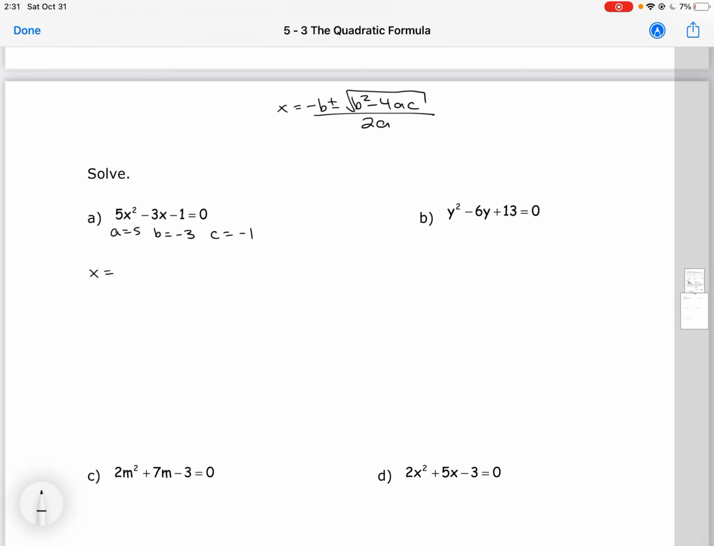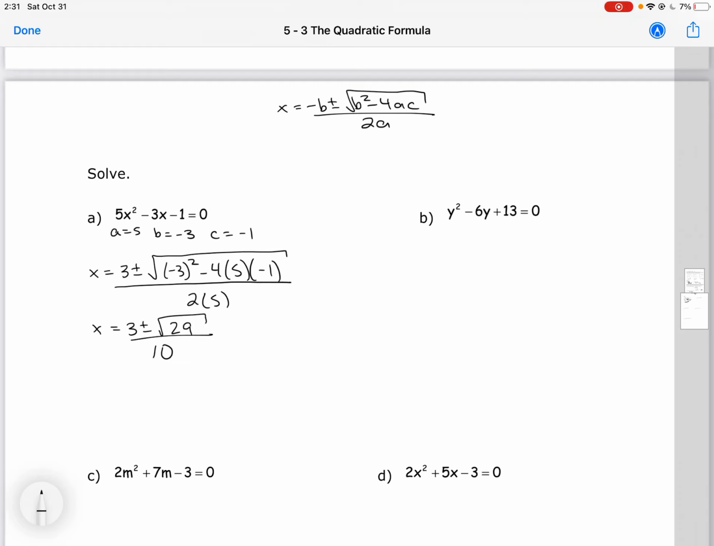I don't need to see you write down the formula each time, but you should show me the numbers that you are substituting in. 5 and minus 1. And then, what do we have here? 2 times a. So then what I'm going to do is simplify underneath the square root. So 9 plus 20. So I've got root 29 over 10.